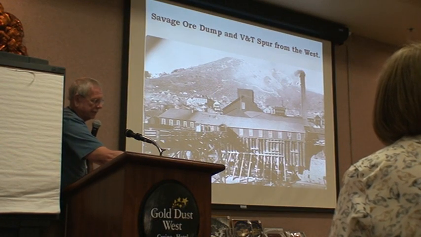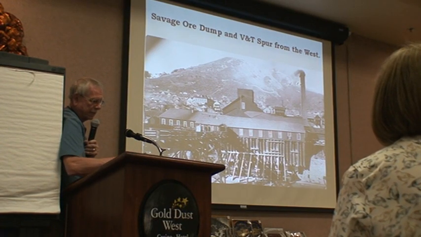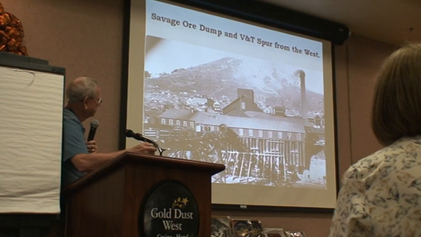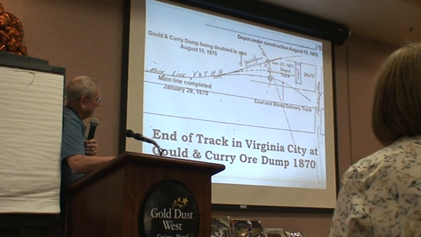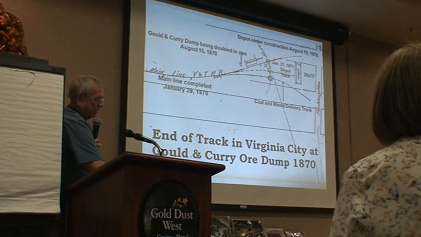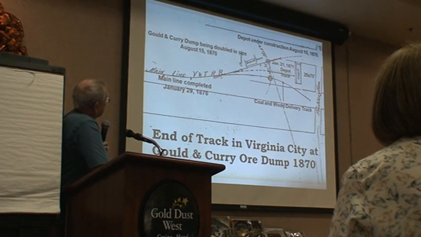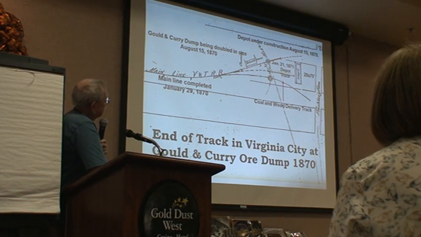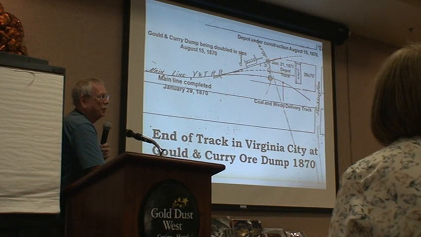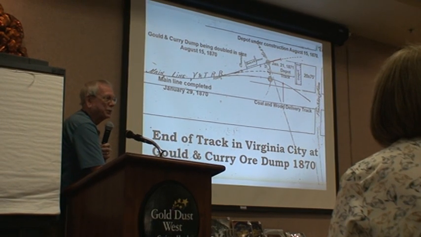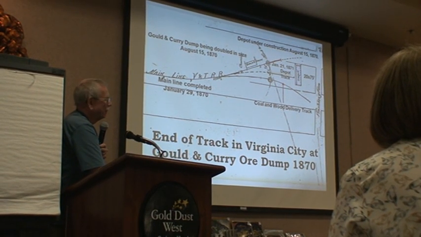Quite an operation at the Savage. Took out a lot of dirt and a lot of ore. So here is what happened when they finally got to the north end. The main line was completed on January 29th, 1870. They did not begin building that depot until August 15th of 1870. So obviously serving passengers in comfort was not a main idea of this railroad.